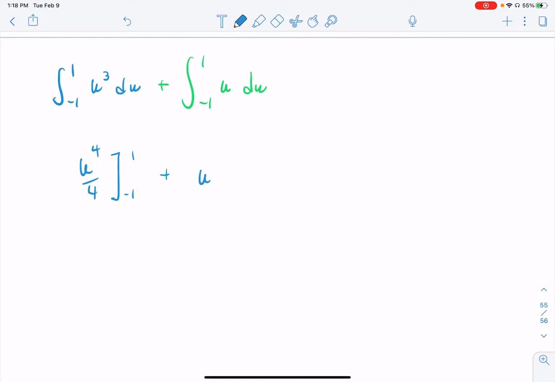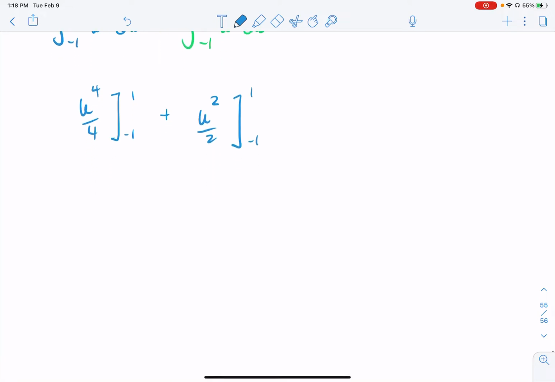It's u to the fourth over 4, evaluated from negative 1 to 1. And for the other one, I'm going to go u to the second over 2, also evaluated from negative 1 to 1. And let's use the fundamental theorem here.